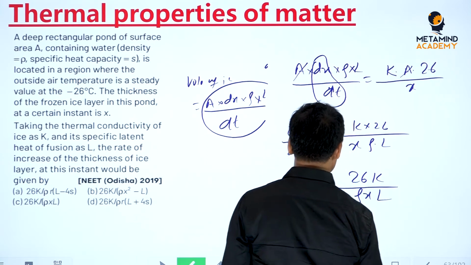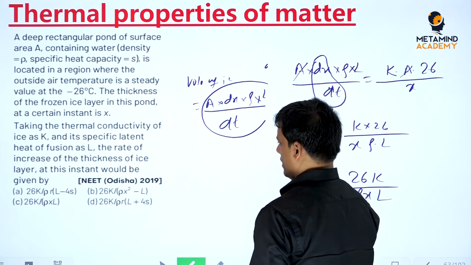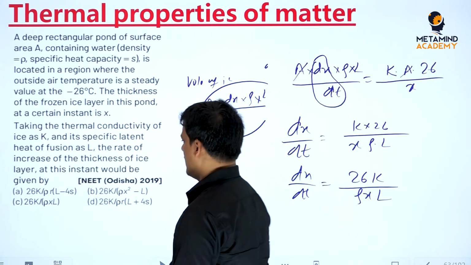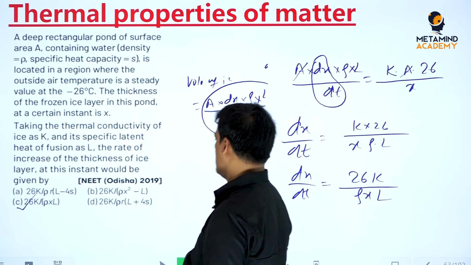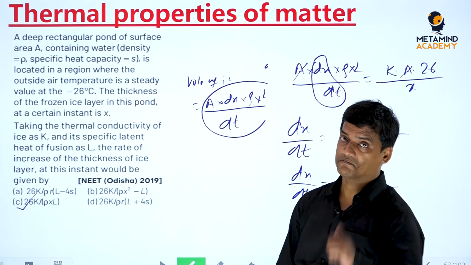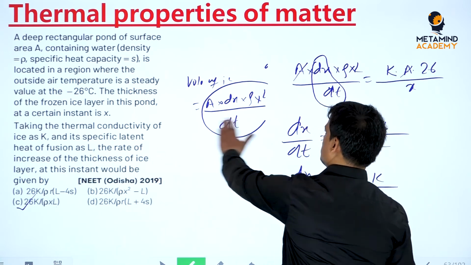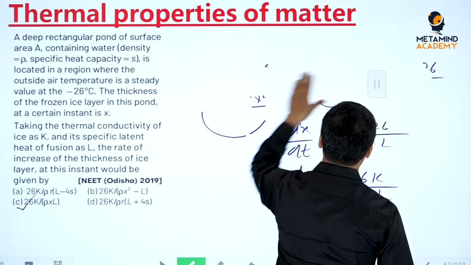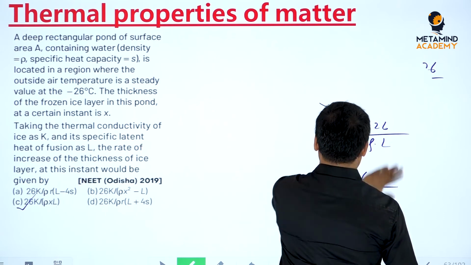Let's see whether we have this answer. Yep, 26K by rho x L. Okay, super question. Done.